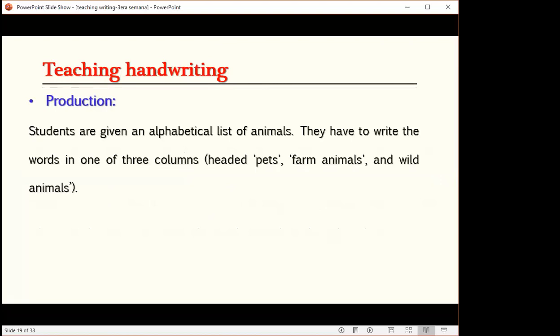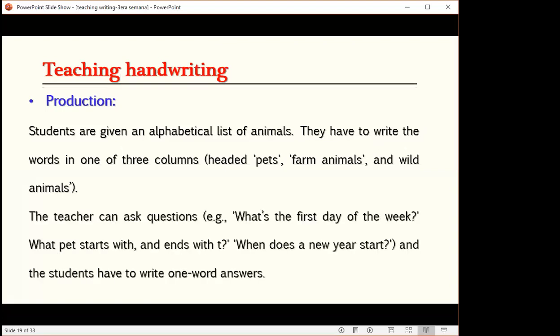Another one is students are given an alphabetical list of animals. They have to write the words in one of the 3 columns. So you place on the board, no? Pets, farms, or maybe wild animals. And they are going to write it. So then the teacher can ask questions, no? Related maybe to this topic or to another topic.